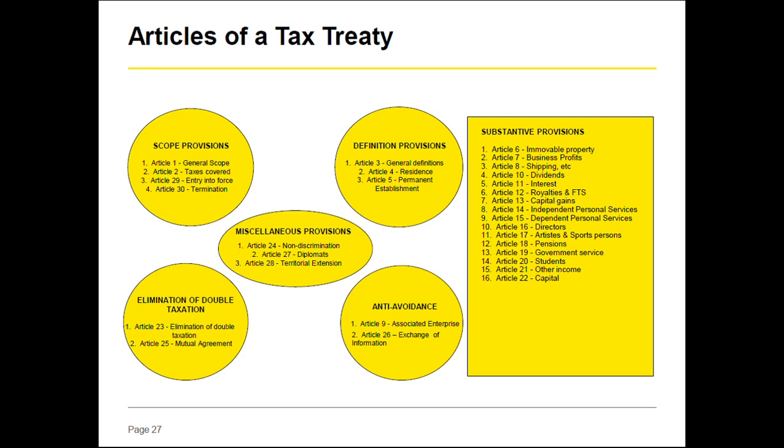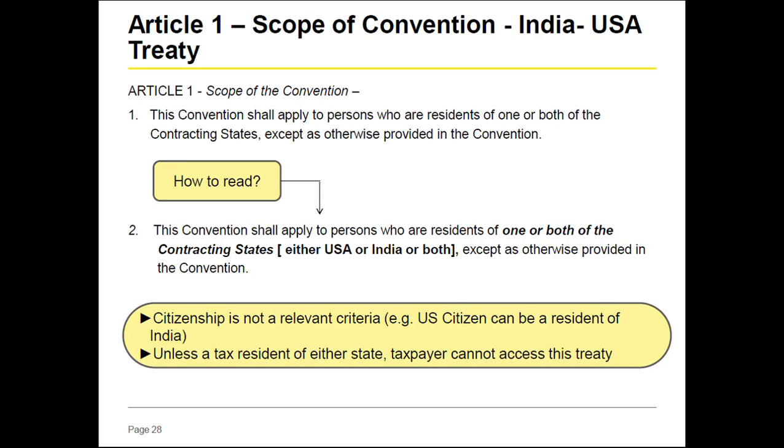The articles of a tax treaty are divided into five: the scope provisions, definition provisions, miscellaneous provisions, elimination of double taxation, and anti-avoidance. These are Indian tax treaties. Article 1 says this tax treaty is between India and USA. It just shows how we have to read a tax treaty.